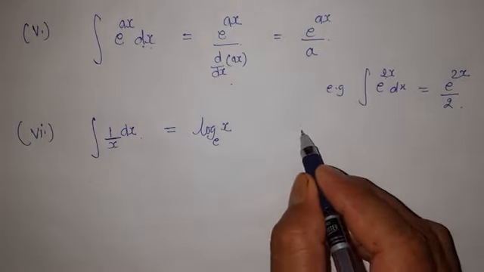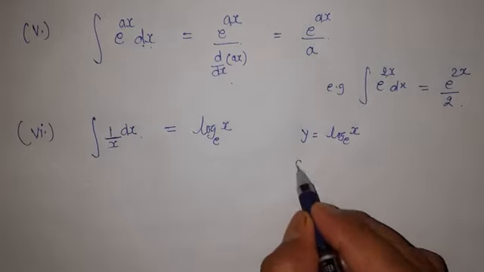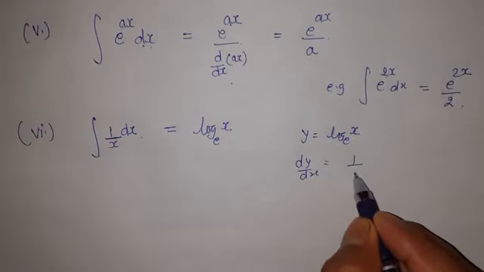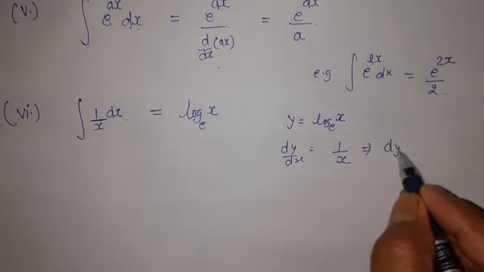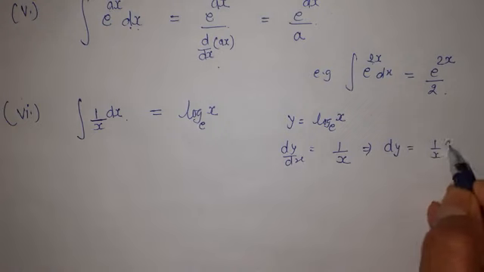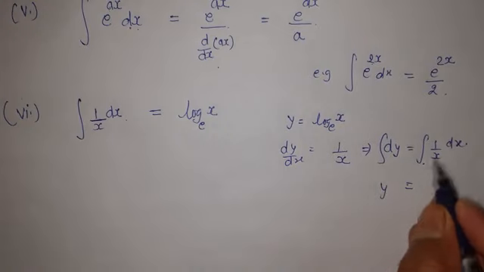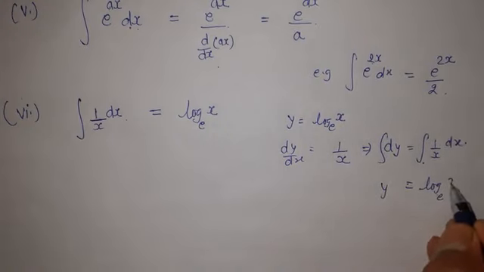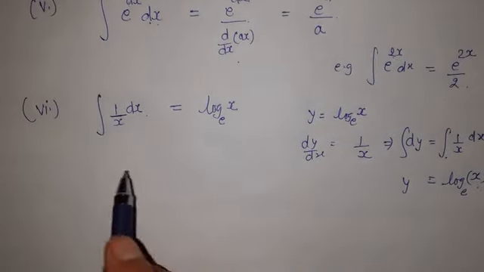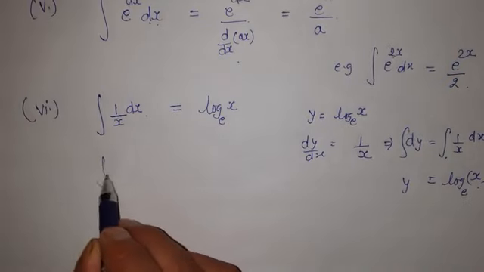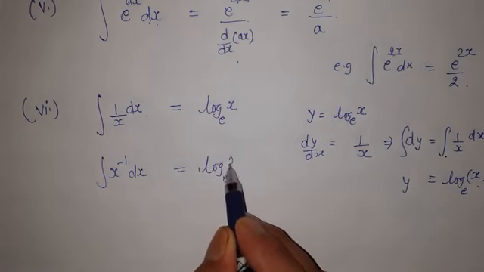Remember that when you had log e of x, its differentiation we had written over there, it was 1/x. Now if we find its integration, then that will again be log to the base e of x. Okay, this is our answer. So this is rule number 6. So you can also write it in this form: x to the power -1 dx. So this is again log to the base e of x.